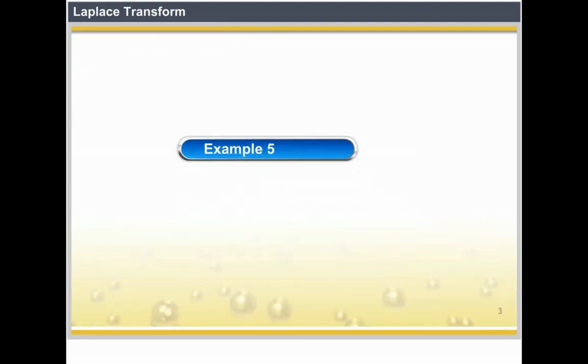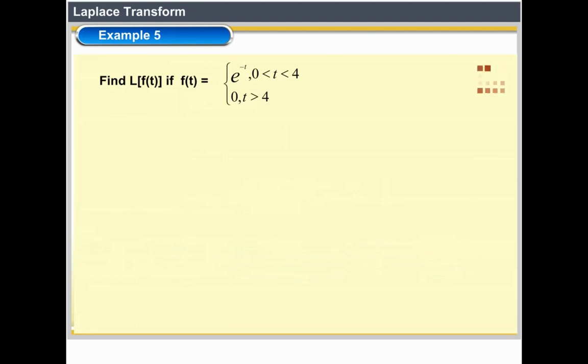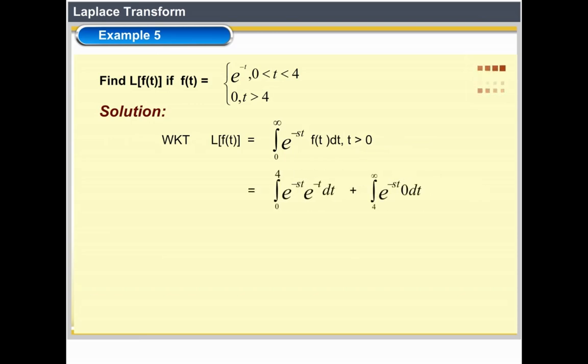Example 5. Find L of f of t if f of t equals e power minus t for 0 less than t less than 4, then 0 for t greater than 4. Solution: we know that L of f of t equals integral 0 to infinity e power minus st into f of t into dt, where t is greater than 0, equals integral 0 to 4 e power minus st into e power minus t into dt plus integral 4 to infinity e power minus st into 0 into dt, equals integral 0 to 4 e power minus of (s plus 1) into t into dt plus 0.